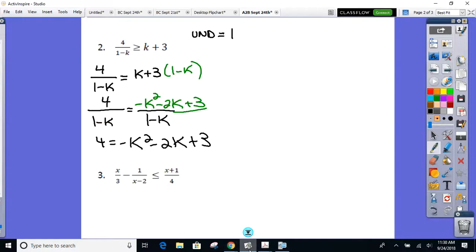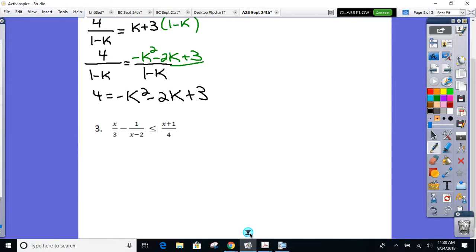Number 17 again, look at that. How am I moving the k squared over? Negative k squared. How do I move it to the other side? It's negative. What do I do? Add it. How do I move the negative 2k over? How do I move the positive 3 over? And when I combine it with the 4? Yep.